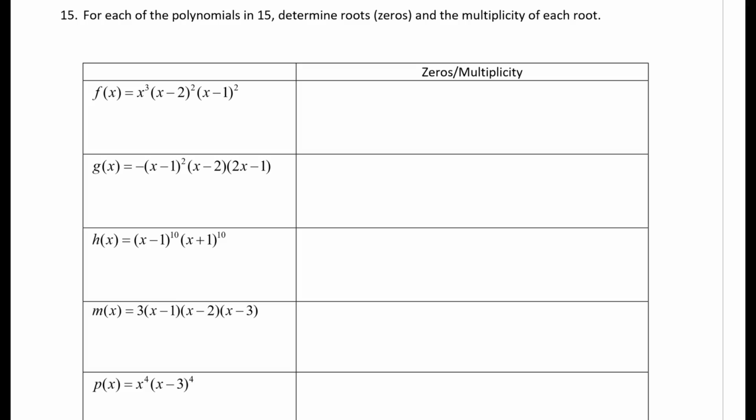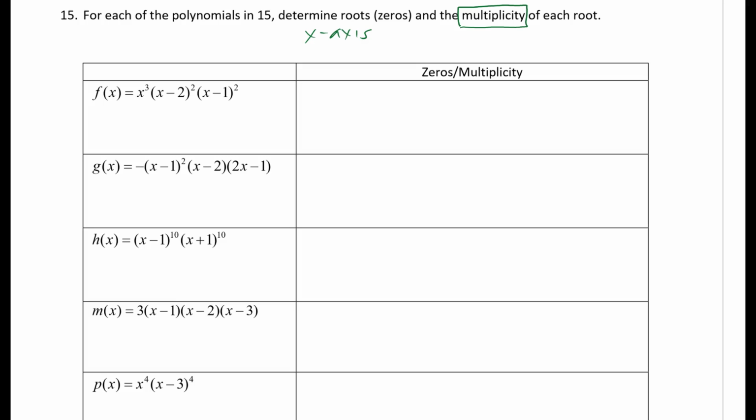So 15. So we have polynomials in factored form again. In fact, they're the same ones. And the idea here is to determine what the zeros are, which means where they cross the x-axis. And then the multiplicity of each root, which is kind of how many times that root appears in the equation. And you may recall, and we'll talk about it soon, that that multiplicity tells you what happens to the graph at that root. So I'm just going to go through one of these in detail, and then hopefully you'll get the rest from the answer key.